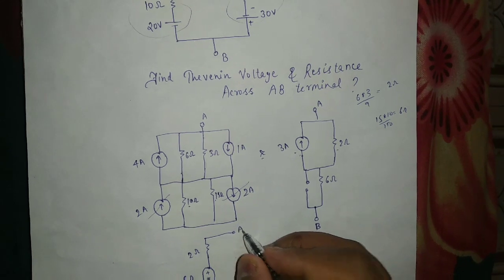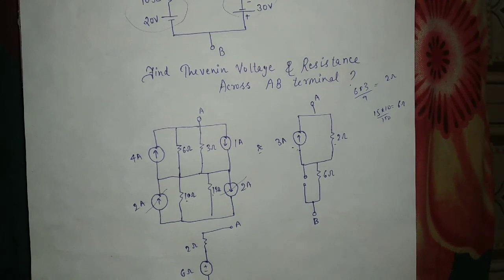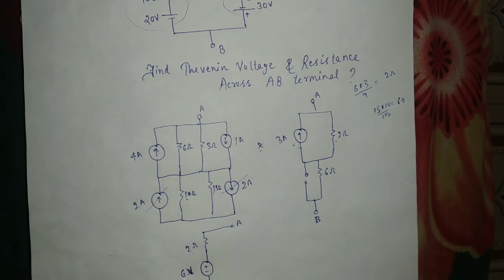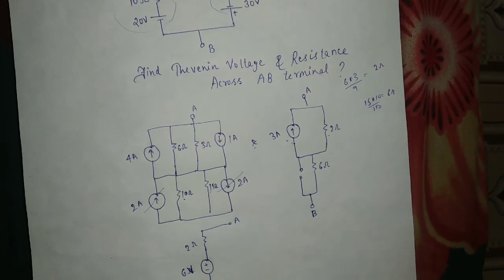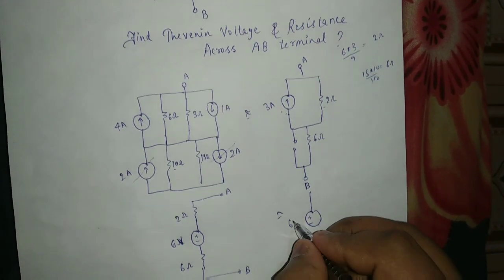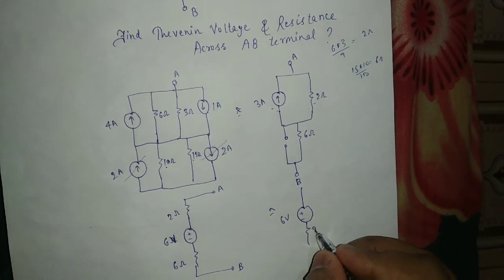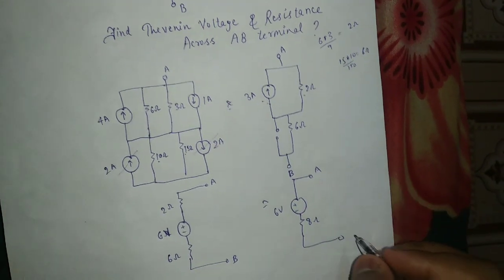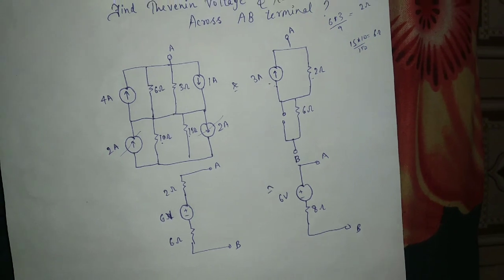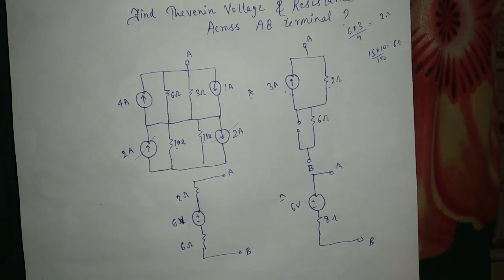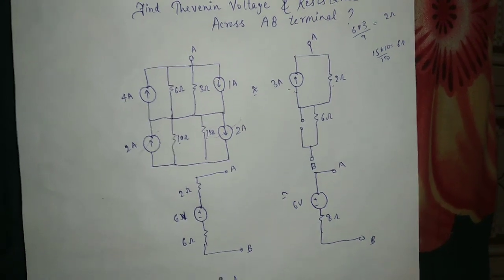And here what remains is 6 ohm, 6 volt. So what do we have left? 6 volt in series with 8 ohm. So Thevenin's voltage is 6 volt and resistance is 8 ohm. Okay, so answer is 6 volt and 8 ohm. Thank you.